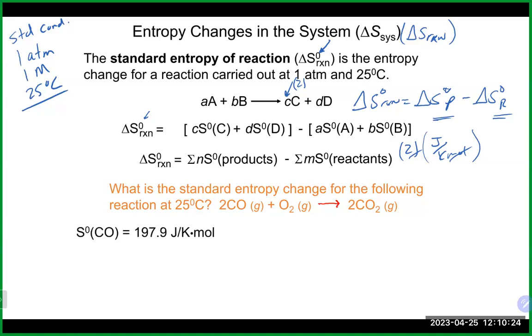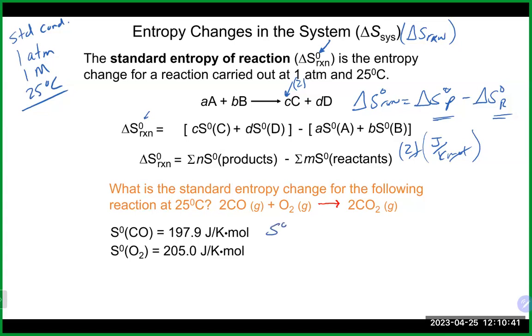So why don't you try one here? I feel like there's a value missing. It should be on your notes, right? You have it, I hope. There it is. I think on mine, I'm missing the CO2 here, right? So the S of the CO2 is 213.6 joules per Kelvin per mole. All right, so take a moment and calculate the delta S for this particular reaction.